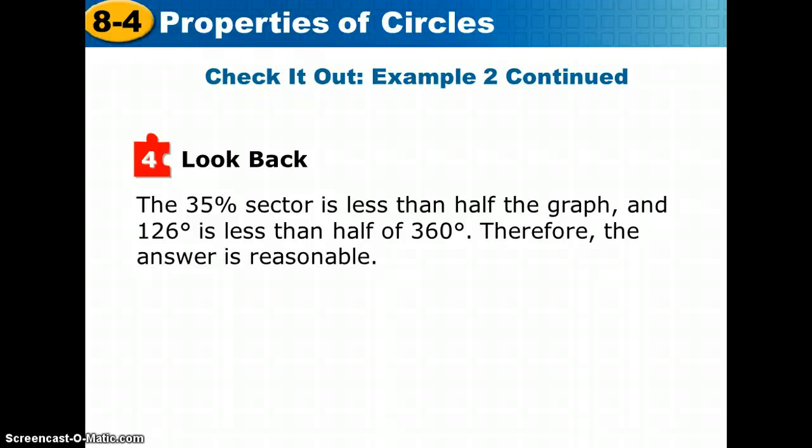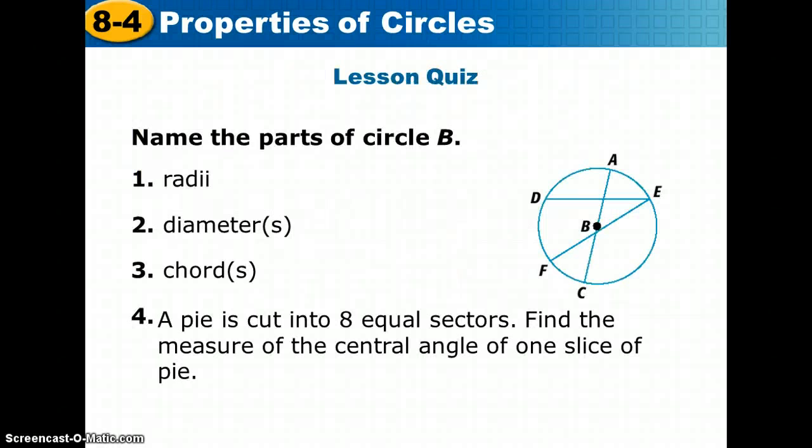So 35% again is less than half, and we know half of our circle is 180 across our straight angle. So 126 is a reasonable answer.